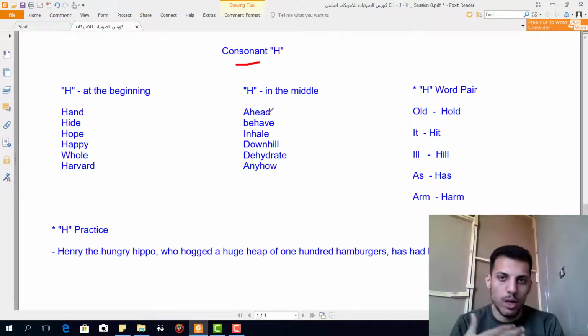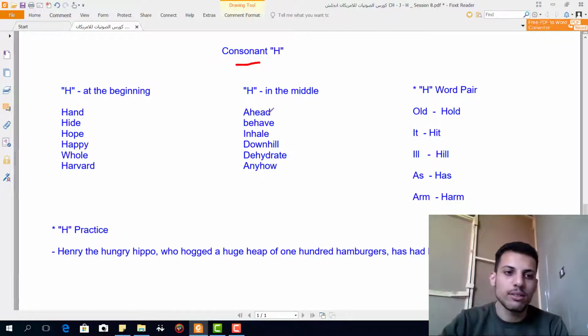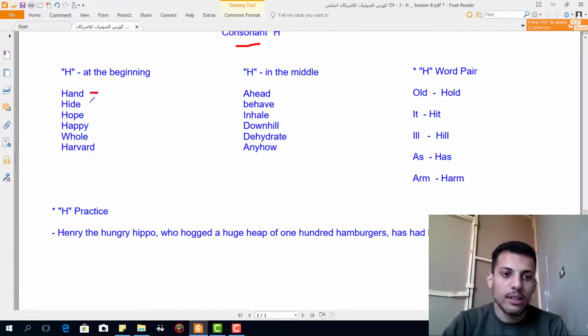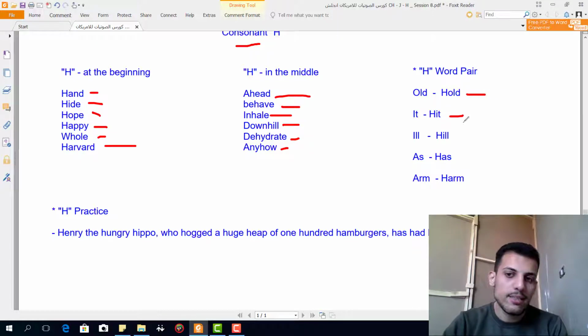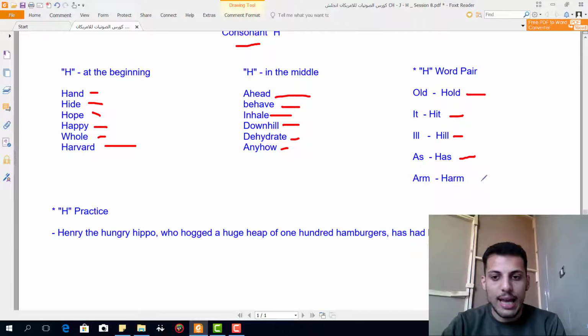Okay, so consonant H sound. H is pronounced as a sound. We deal with sounds, not letters. So here the H sound, okay? Like hand, hide, hope, happy, whole, and Harvard, okay? H in the middle: ahead, behave, inhale, downhill, dehydrate, and anyhow. Now H word pairs like old, hold, it, hit, L, hell, as, has, arm, harm. Okay, so old, hold, it, hit, L, hell, as, has, arm, harm.